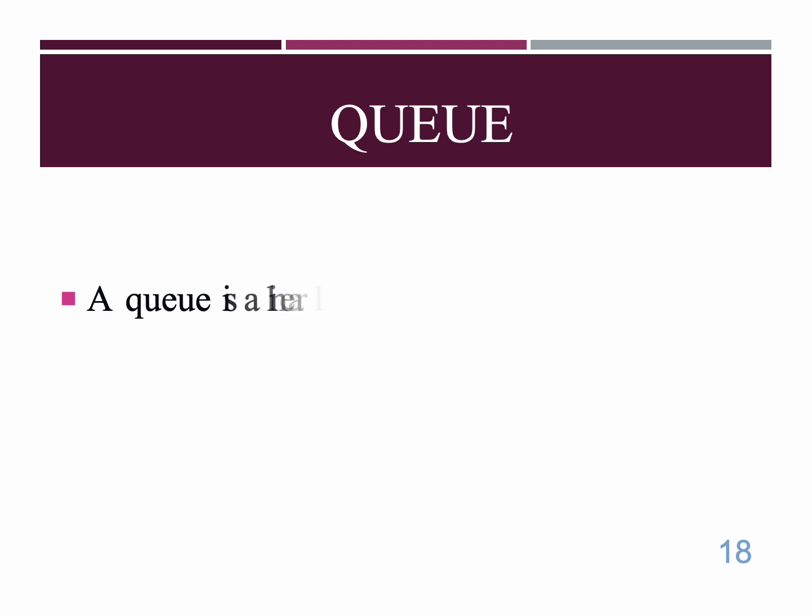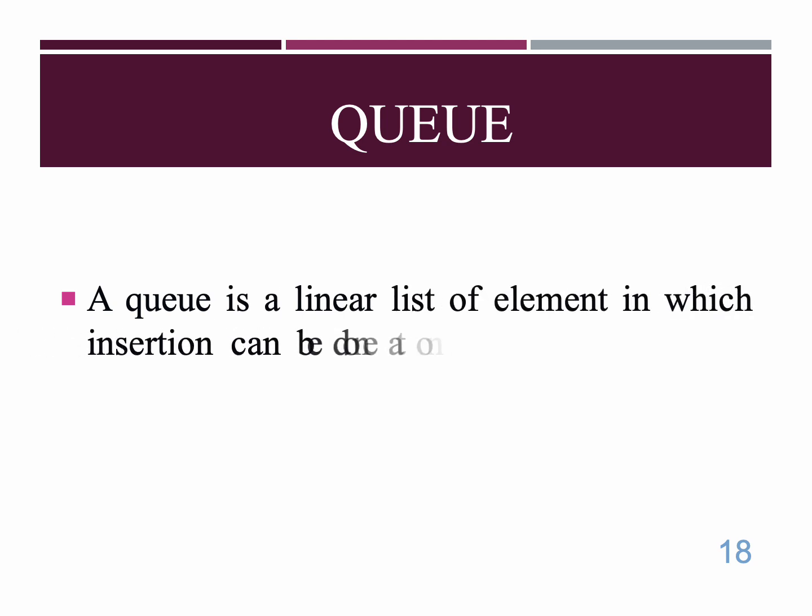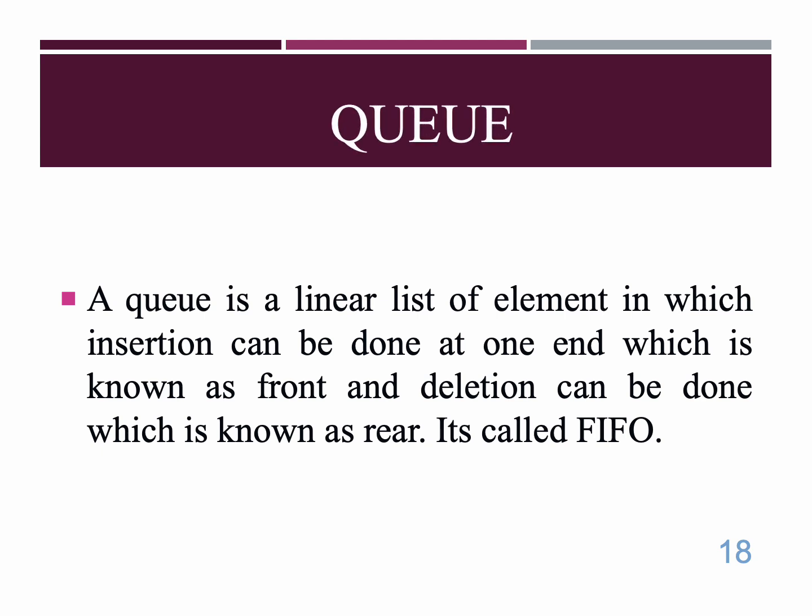Next we have queue. A queue is a linear list of elements in which insertion can be done at one end, which is known as the rear, and deletion can be done at the other end, which is known as the front. It is called FIFO. FIFO means first in first out. So whoever comes first will go first.